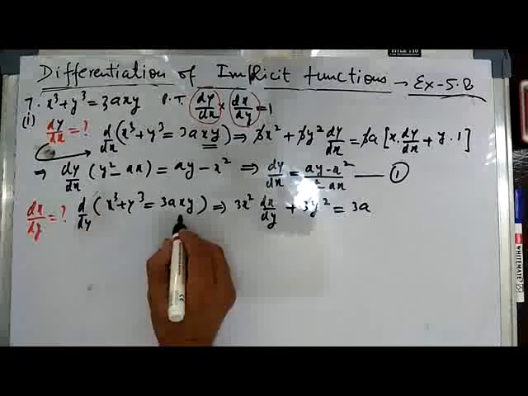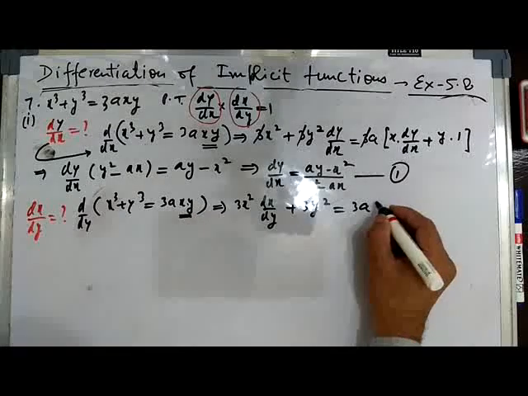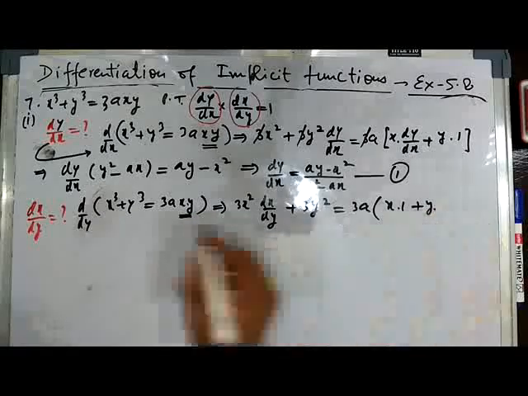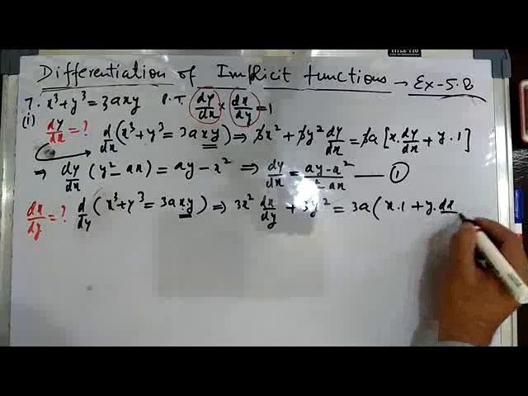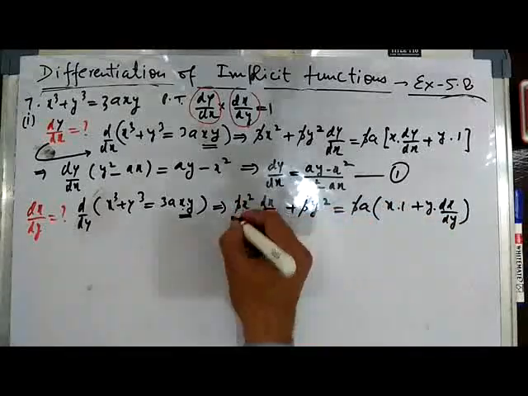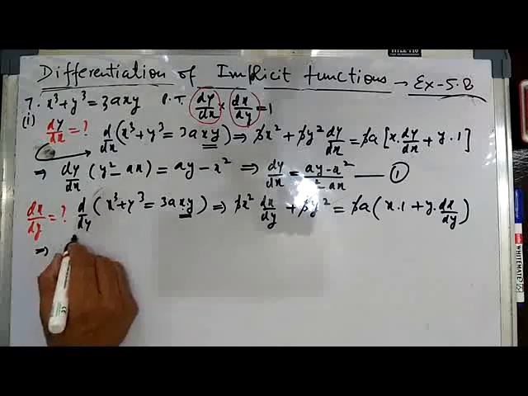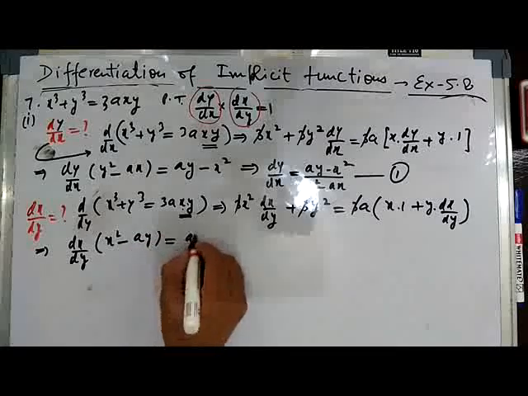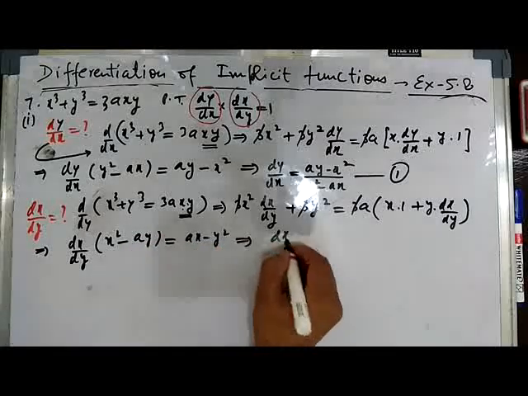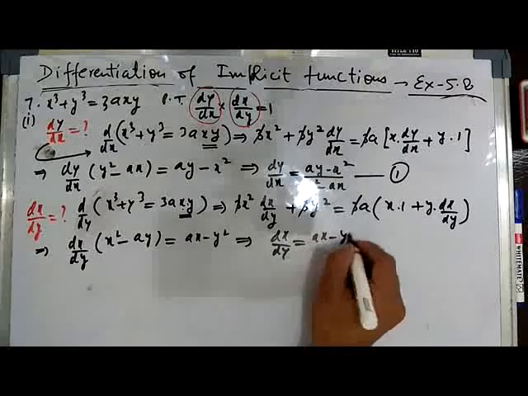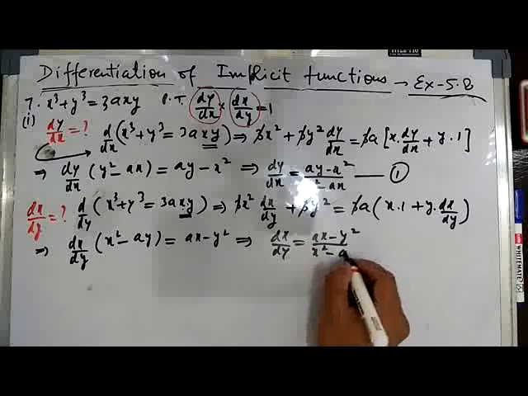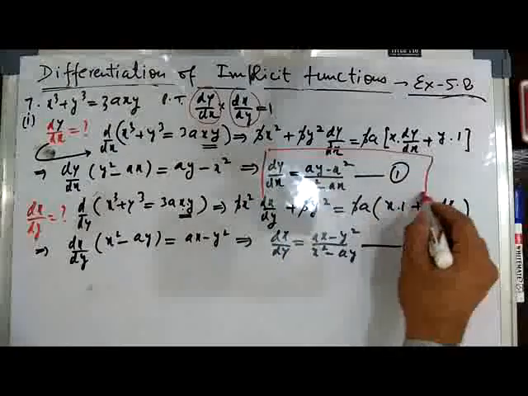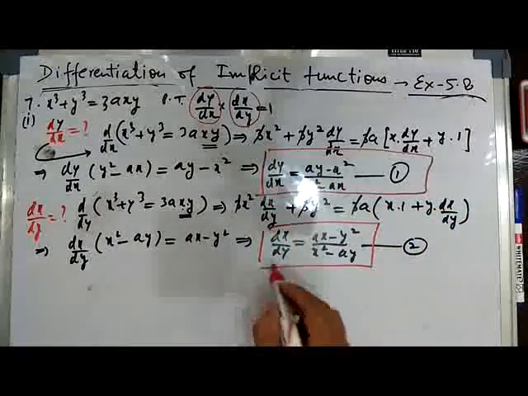On this side, 3a being constant, we differentiate x into y using the product rule. So x is fixed, the differential of y with respect to y is 1; y is fixed, the differential of x with respect to y is dx/dy. 3 being common and cancelled. So finally dx/dy times x square minus ay equals ax minus y square. So dx/dy is nothing but ax minus y square, whole upon x square minus ay. So this is the value of dy/dx and this is the value of dx/dy.